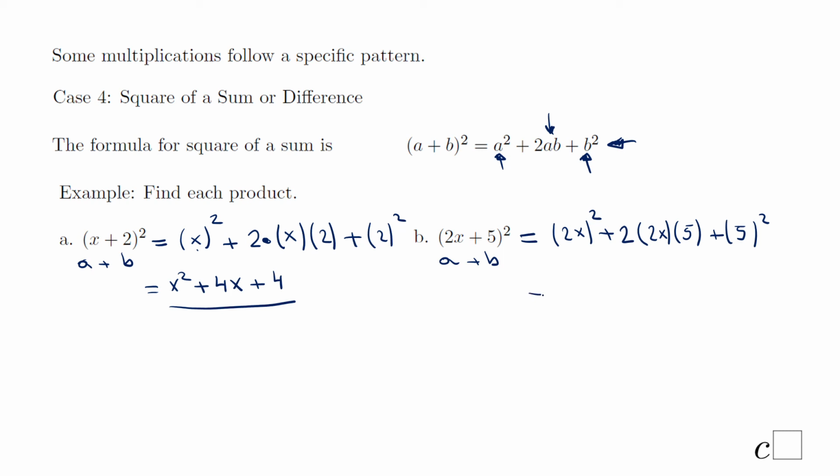And now we have here 4x squared, right? The quantity 2x squared means 2x times 2x, plus, now let's see here, 2 times 2 is 4, times 5 is 20x, plus 5 squared is 25. And one more time, if you don't like this method, use FOIL or use the generic rectangle. You're going to get the same answer. However, sometimes this method works faster, in my opinion.